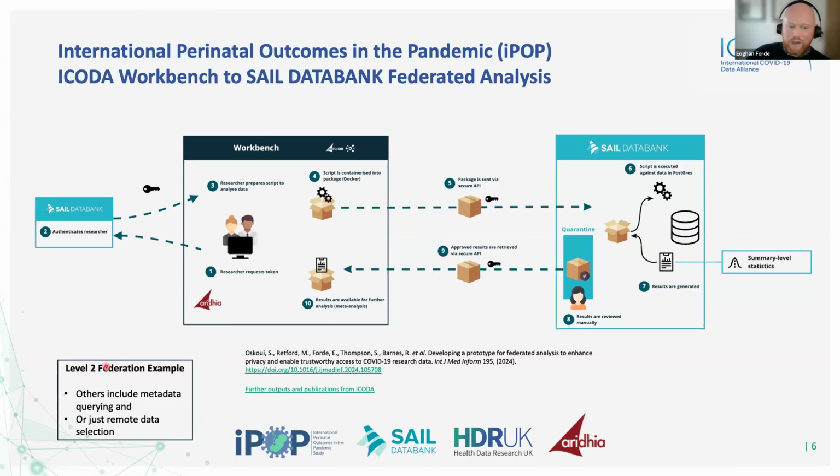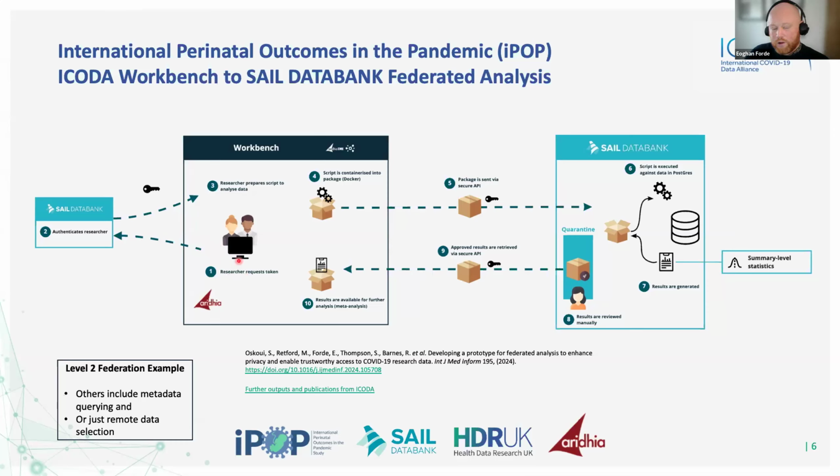Also in the box here, I've called this level 2 federation example, and Ross has a nice slide to come that will detail the levels of federation in these scenarios. So this is federation 2, but there are other options. So there's simply metadata querying, and also just remote data selection. And metadata querying would be to query something to return the metadata and understand the data. Maybe if you have a greater level of permissions, you can say, does this data actually exist in this data set, and return some sort of output based on that. So yeah, if I run through these steps very quickly.